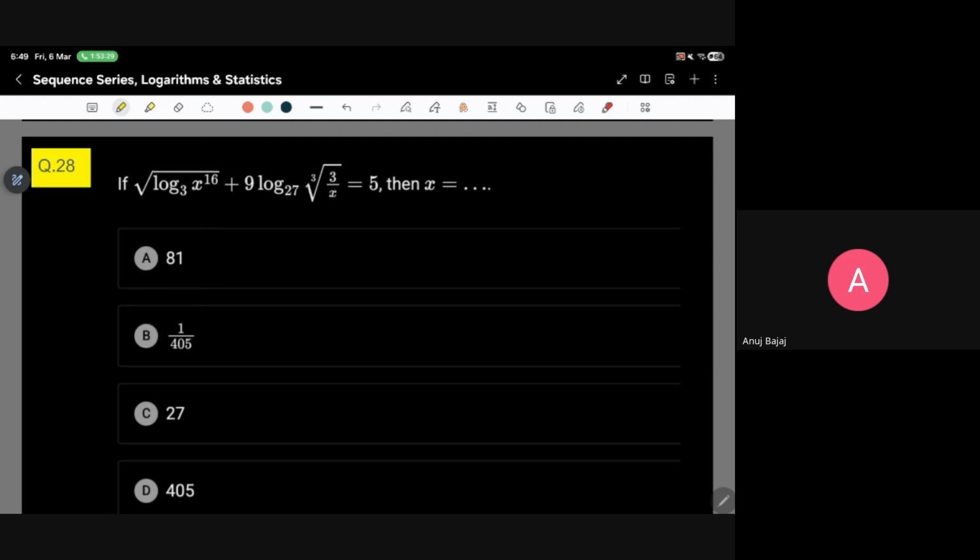So when we simplify this, 16 will come forward. So this will become 4 log x base 3, and this is in the root. Here it will become 9 log 27. Here the power of base is 3 to the power 3, and this is 3 upon x to the power 1 upon 3, right?